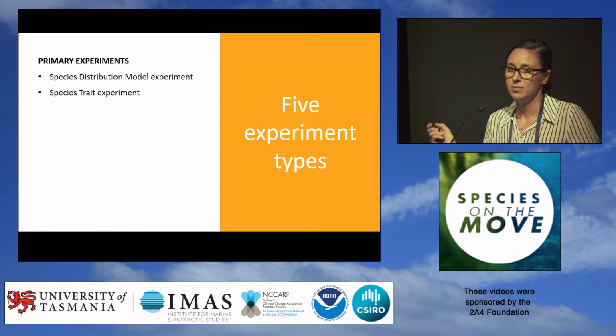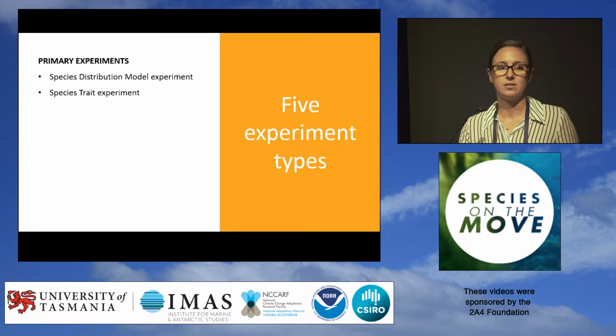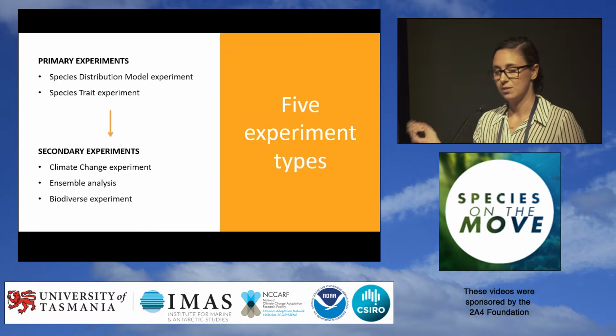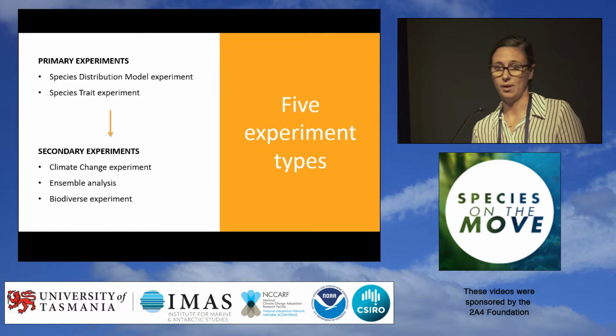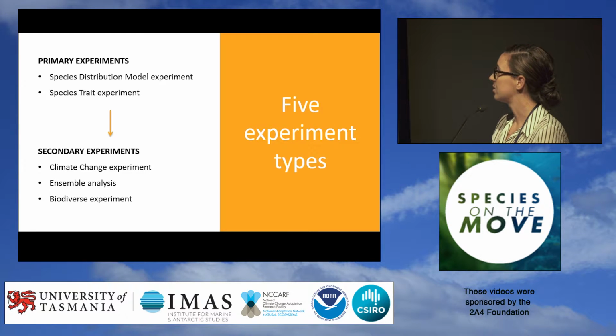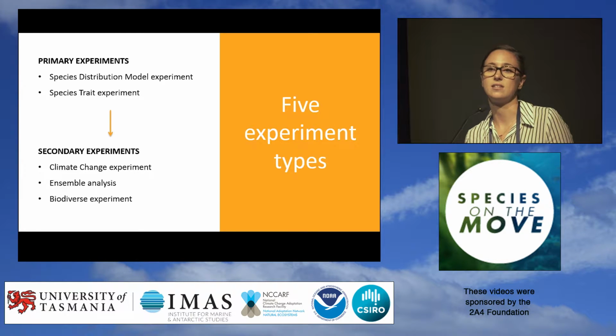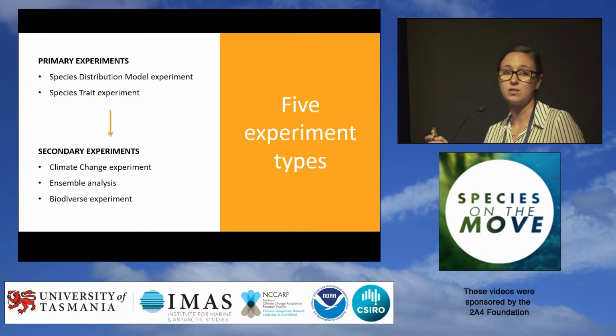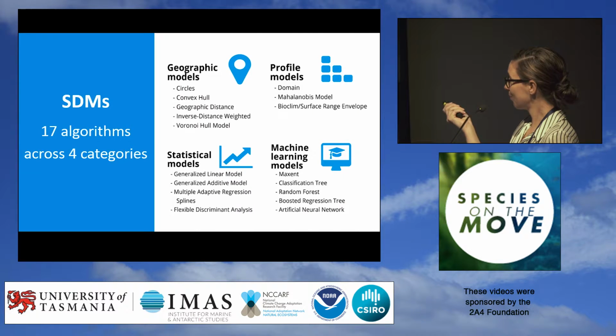So we've got 5 experiment types. We've got 2 primary experiments, species distribution model experiments and species trait experiments, which are currently under development. And these primary experiments feed into our secondary experiments. So these are climate change experiments, ensemble analyses, and also biodiverse experiments. In the interest of time, I'm going to mainly focus on species distribution models and climate change experiments today.